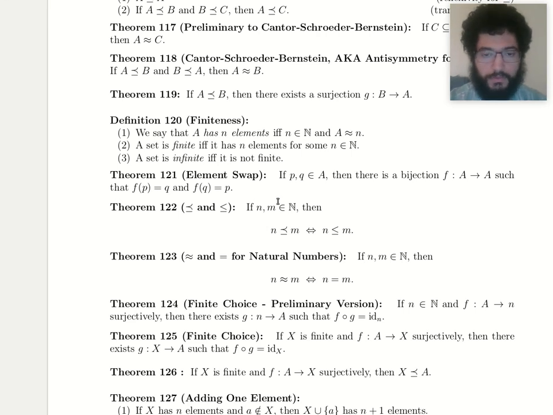So theorem 122 says that if there exists an injection from n to m, then n must be less than or equal to m. And conversely, if n is less than or equal to m, then there exists an injection from n to m.